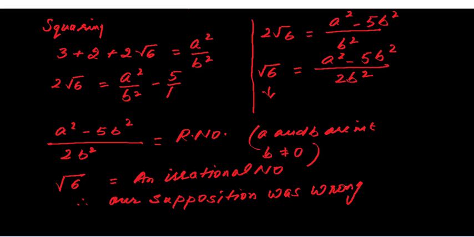If our supposition was wrong, what was our supposition? That √3 plus √2 is equal to a upon b. Therefore, √3 plus √2 is an irrational number. You have to go through more such examples in papers. Such types of questions are frequently asked.